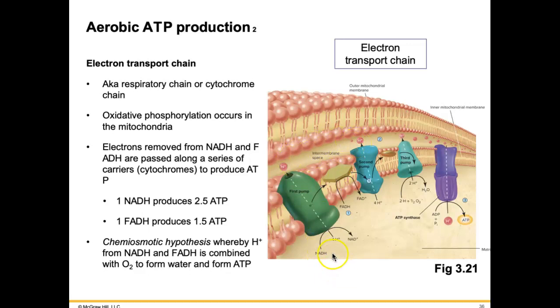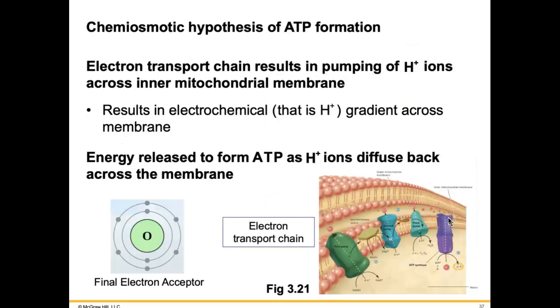Now remember what we said before, our NADH is going to produce 2.5 ATP, FADH produces 1.5 ATP, so NADH is going to be more energy rich. And there's a chemiosmotic hypothesis whereby the hydrogens from the NADH and FADH are then going to be combined with oxygen in order to form water. So we're going to touch more on that in this next slide over here.